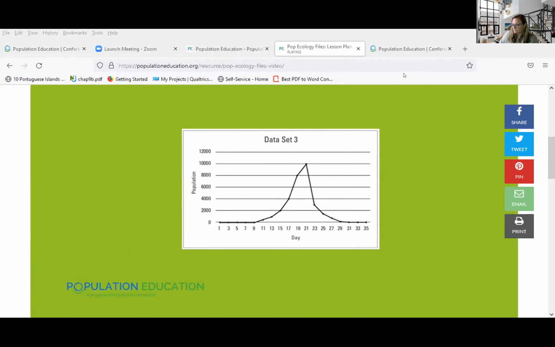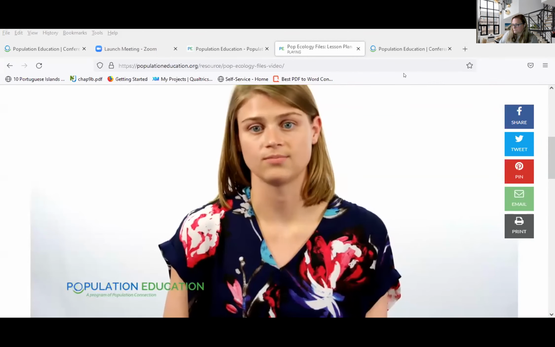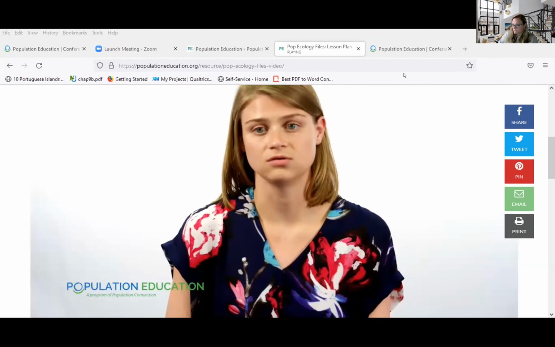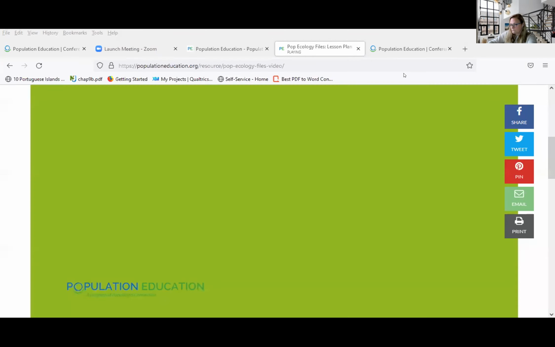a crash. This one matches with bacteria X population 1, which was not given any new nutrients and completely used up its nutrients or resources before crashing.